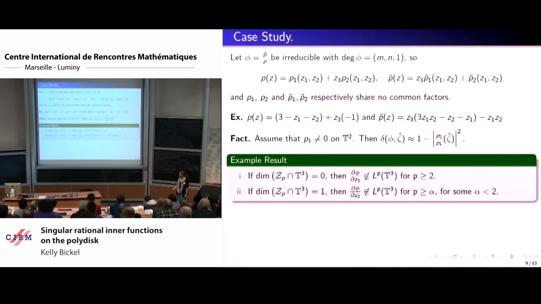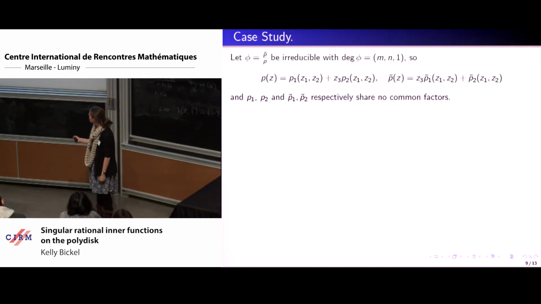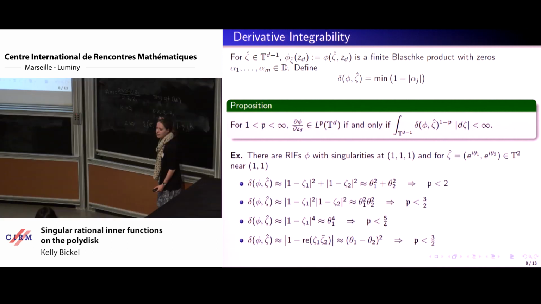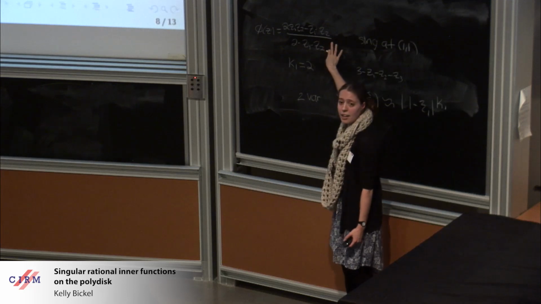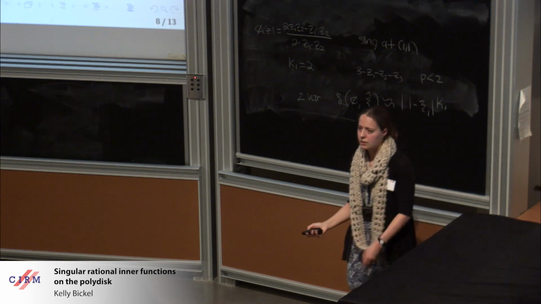All right, so if we're in that setting, then we were able to say some things. In particular, if we were in the setting where our singular sets were finite dimensional, then we have an integrability cutoff. We know that our partial derivatives are not going to be integrable for p greater than 2. And the p less than 2 situation can happen. So we get p less than 2 right here. And that comes from the rational inner function with denominator 3 minus z1 minus z2 minus z3. So kind of the obvious analog of our favorite rational inner function gives integrability up to 2.